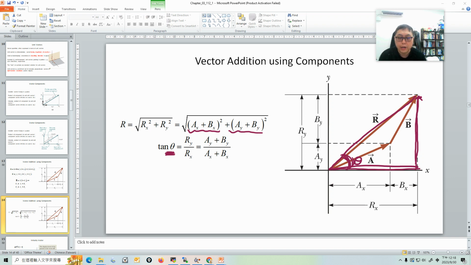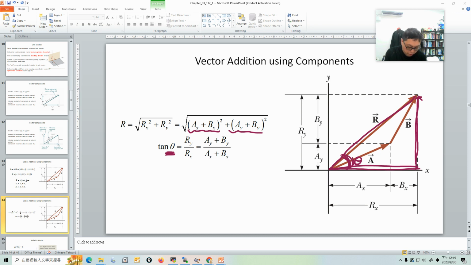Next, if we can represent a vector by components, can we use this in kinematics? Of course, we can use this in kinematics, because, like we just said, in kinematics displacement is a vector, velocity is a vector, acceleration is a vector. So this component representation is also valid in 2D and 3D kinematics.